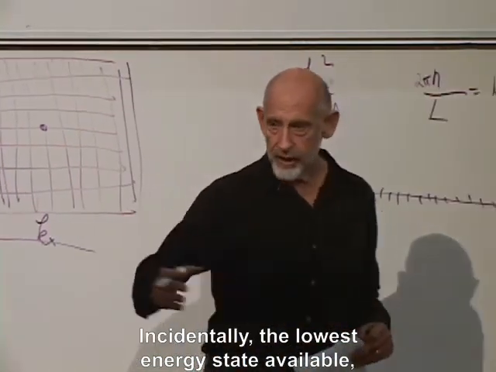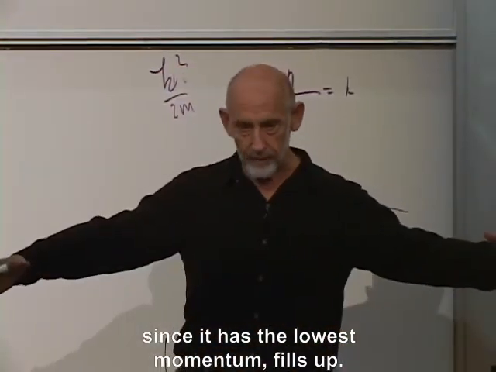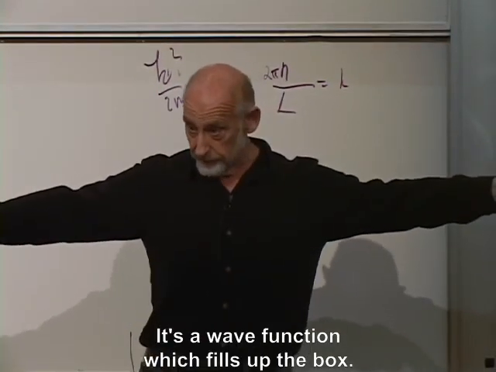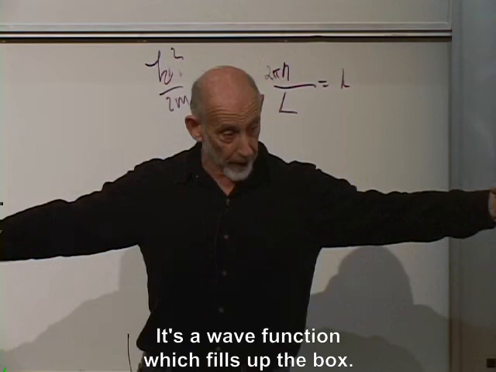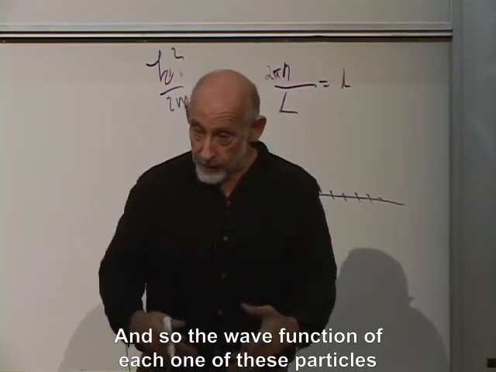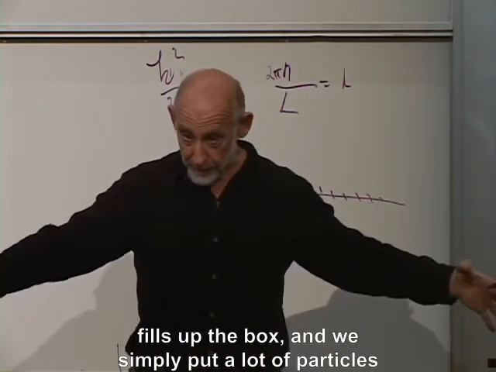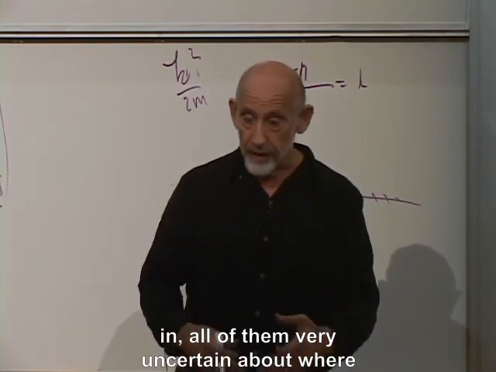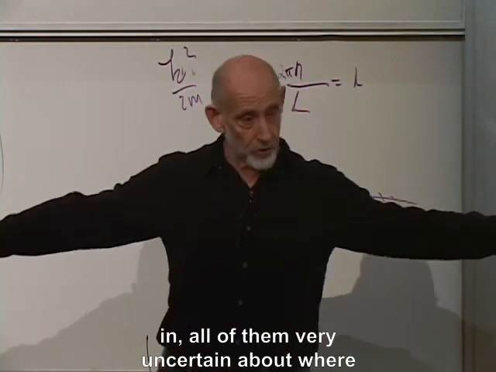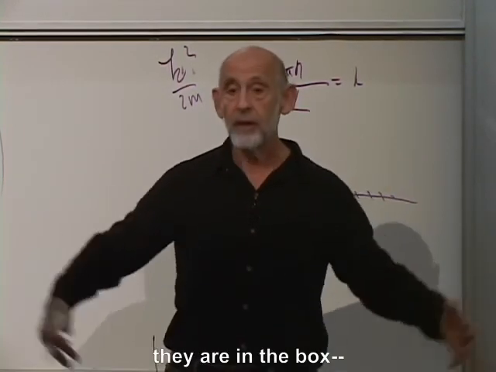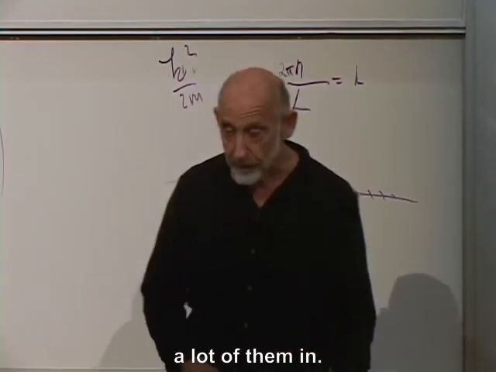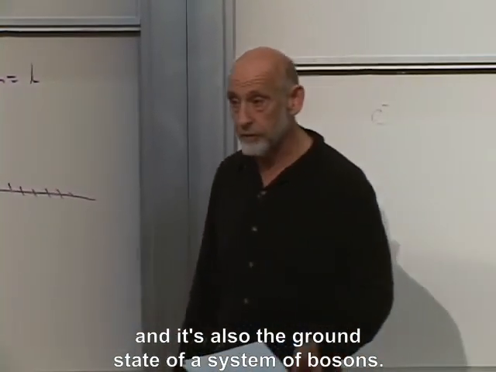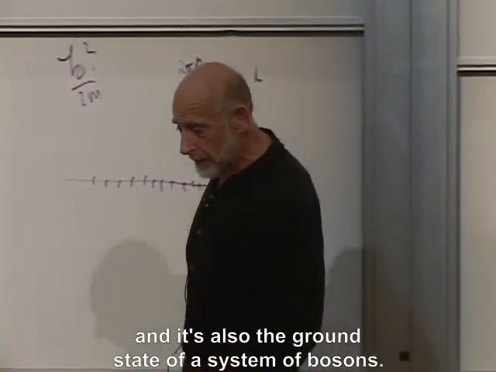Incidentally, the lowest energy state available, since it has the lowest momentum, fills up. It's a wave function which fills up the box, and so the wave function of each one of these particles fills up the box, and we simply put a lot of particles in, all of them very uncertain about where they are in the box. That's, first of all, called a Bose condensate, and it's also the ground state of a system of bosons.